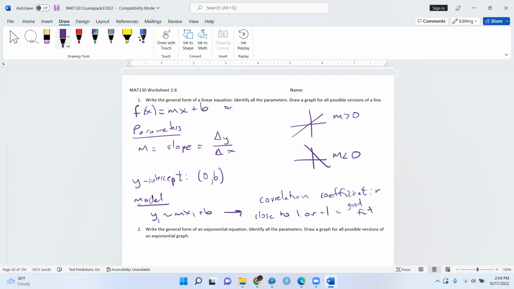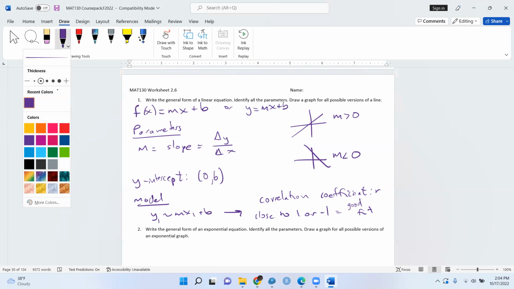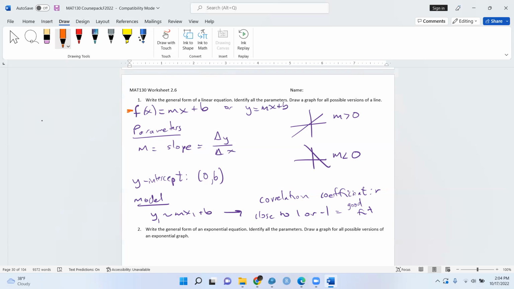Maybe you prefer not function notation, which is okay. That's y equals mx plus b. I think it's important. I shouldn't say I think. I know it's important to make a distinction between what you have here and what you have here, right? This is to find a model. It's a regression model or a line of best fit. Whereas this is the equation you've written down. This is the model with the numbers in it.